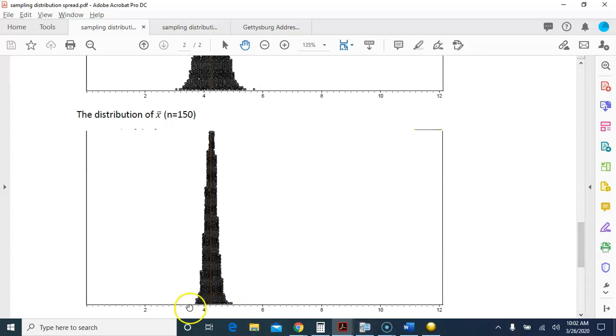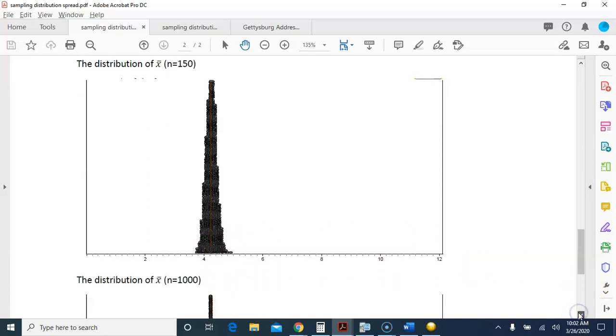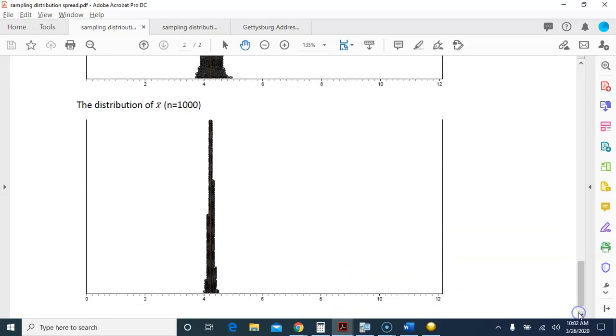Sample size of 150, now all of the x bars are pretty much between about 3.8 and about 4.8. So the x bars are becoming much more tightly bunched, which is good news if you're trying to estimate the population mean, because now all of the x bars are pretty close to the population mean. And to take it to a more extreme level, if your sample size is 1,000, now all of the x bars are between about 4 and about 4.5. So all of the x bars are extremely close to the population mean.